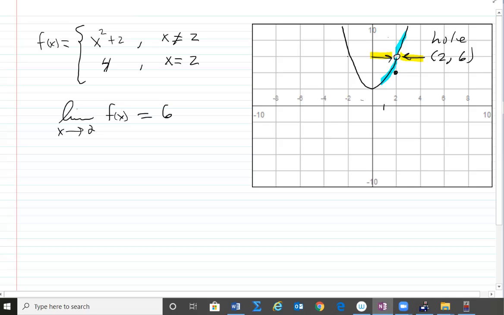Even though, notice that the function value itself is a 4 down here, right there. So the point for this function is 2, 4. But the limit as x approaches 2 is a 6. So you can have a discontinuity at a point, still have a limit.